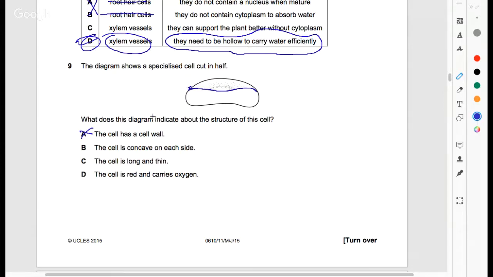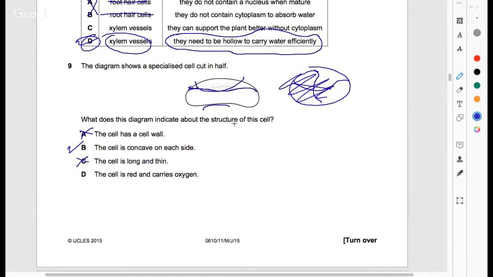The cell is concave at each side. We can see that from here. This is concave. So yeah, that's correct. The cell is long and thin? The cell is not long and thin. This is a cross cut in half. The full cell is going to be round and concave, so it's going to have kind of a dip down the middle. That's not a very good diagram. The cell is not long and thin.